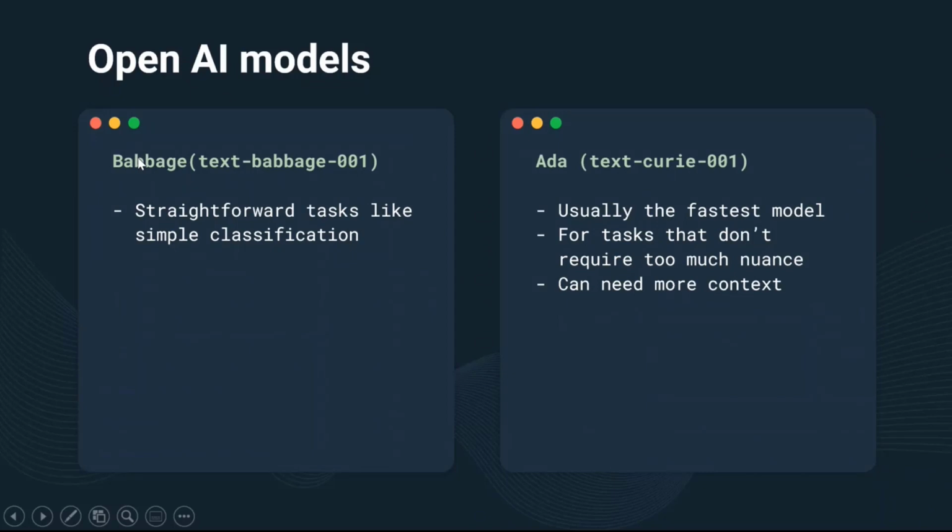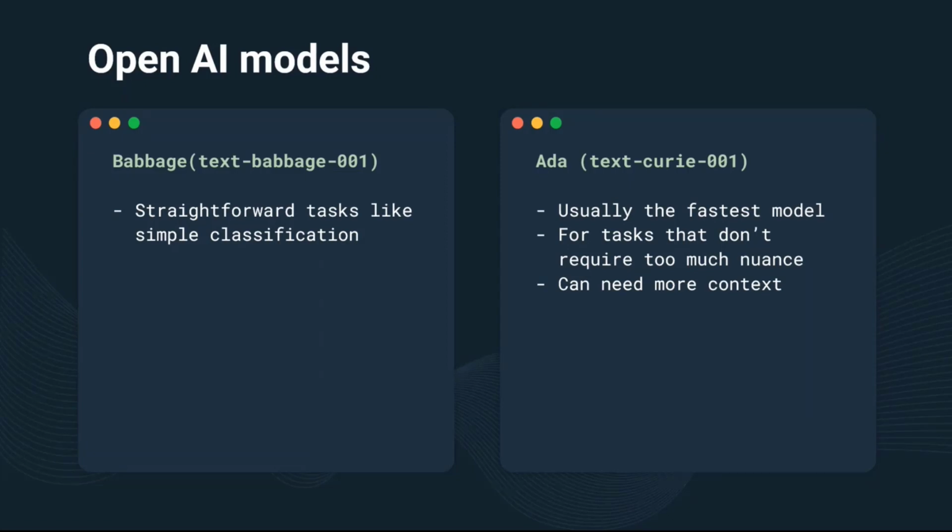The third one is Babbage. I hope I pronounce it well. It's another language model that is designed to be more accessible to developers and researchers who may not have access to as much computational power as is required by DaVinci or Curie. It is still capable of generating high-quality text, but may not be as efficient or versatile as the larger models. Babbage is well suited for tasks such as language modeling and content creation. The last one is Ada.